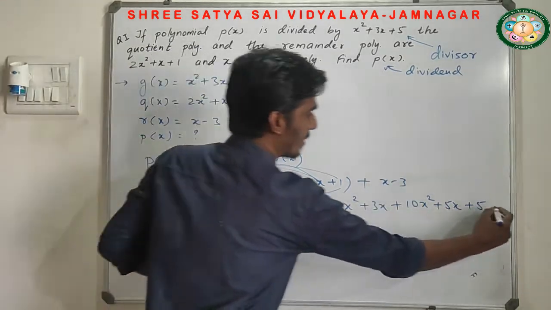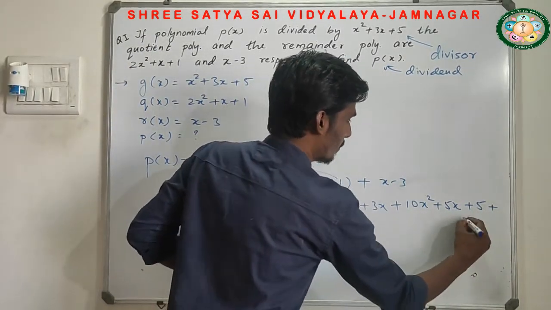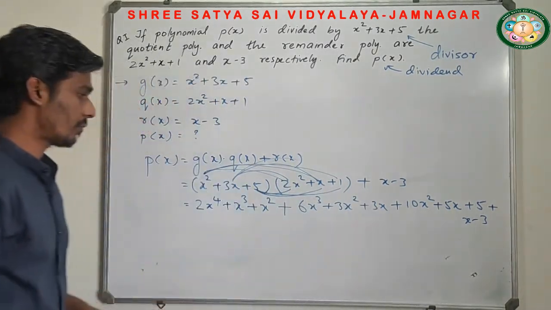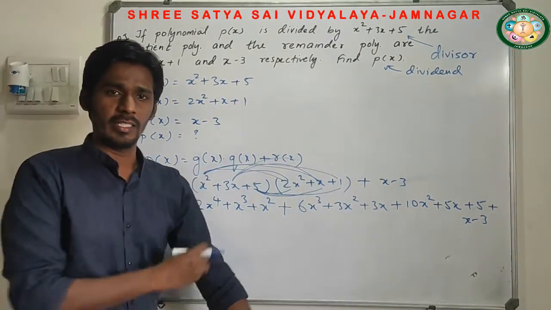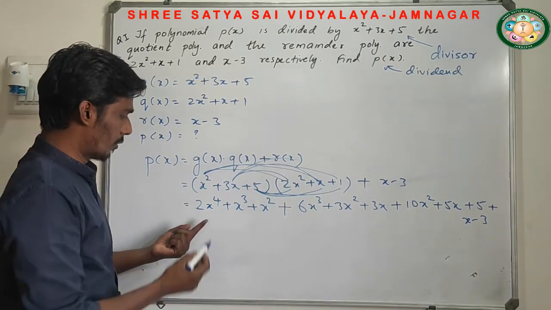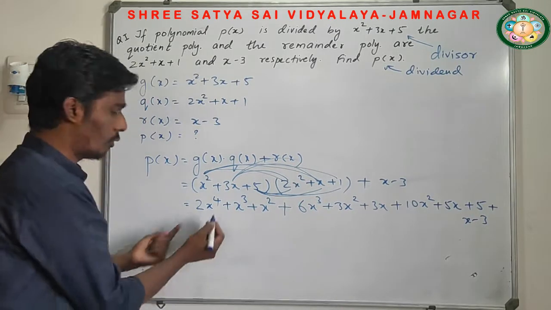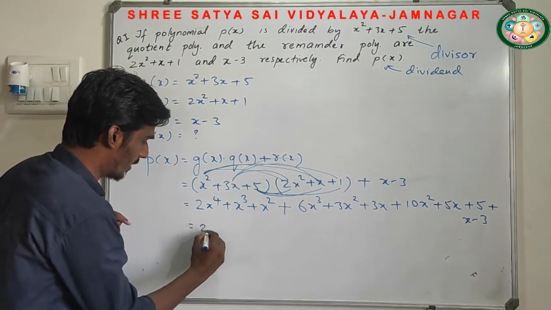Now this remainder as it is, plus x minus 3. This is a continued sum only. Now add all the like terms here. Let's start with power 4. Here x raised to power 4. There is no other power 4, so no like terms for this one. So this will remain as it is.